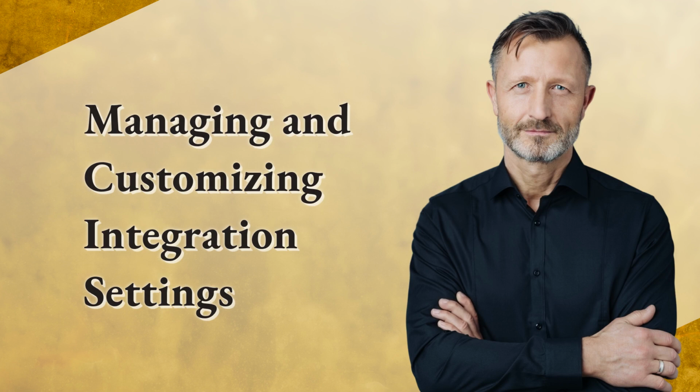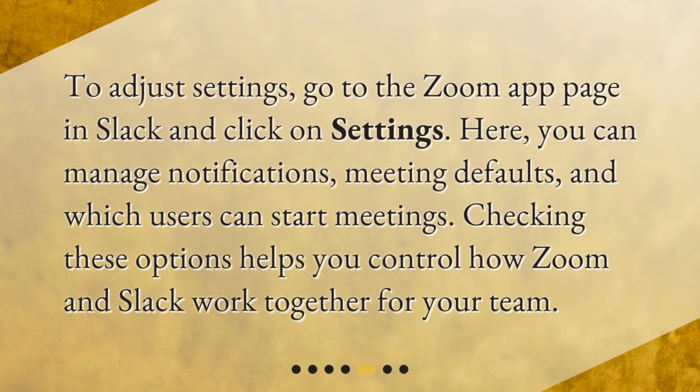Managing and customizing integration settings. To adjust settings, go to the Zoom app page in Slack and click on Settings. Here, you can manage notifications, meeting defaults, and which users can start meetings. Checking these options helps you control how Zoom and Slack work together for your team.